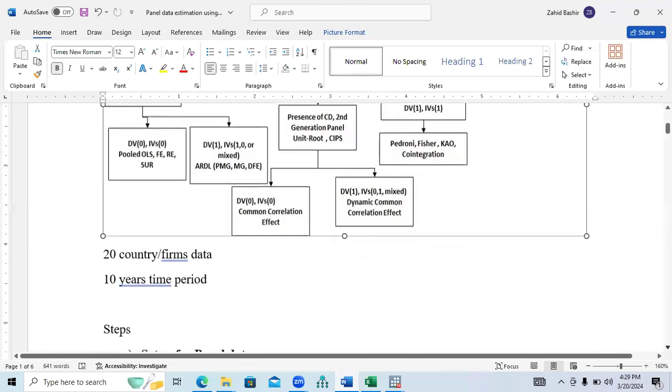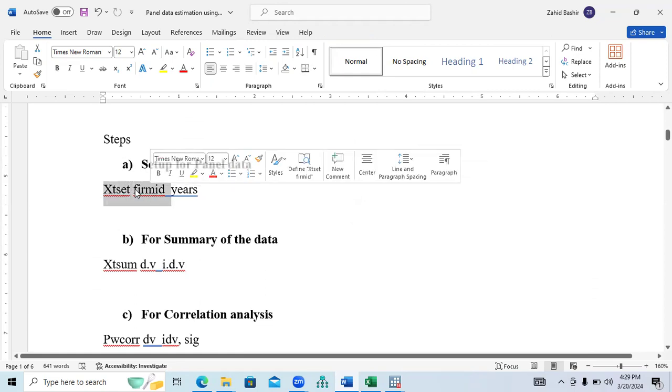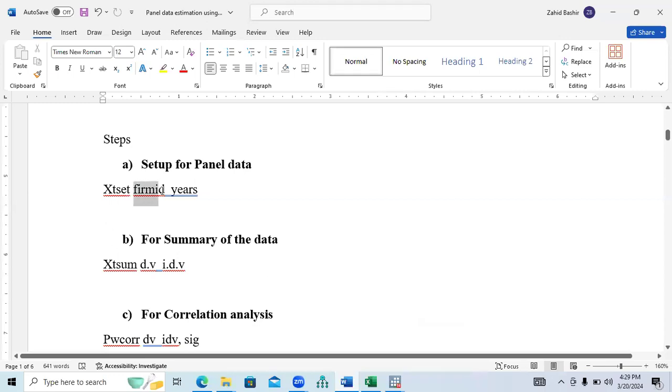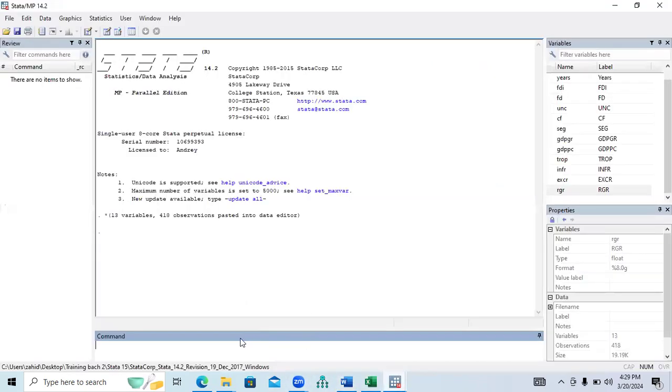So let me start first. The first thing that you need to understand is that you need to tell Stata that you are going to use the panel data estimate. So the first command is xtset. Then you need to tell your cross-sectional variable, and then you need to tell the year. If I copy this command from here, I will put it into here. Always remember that Stata does not accept capital letters, so try to make it smaller, xtset.